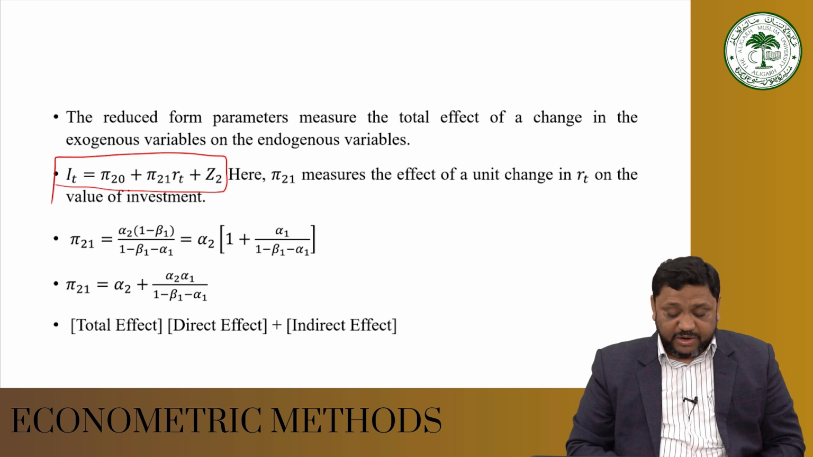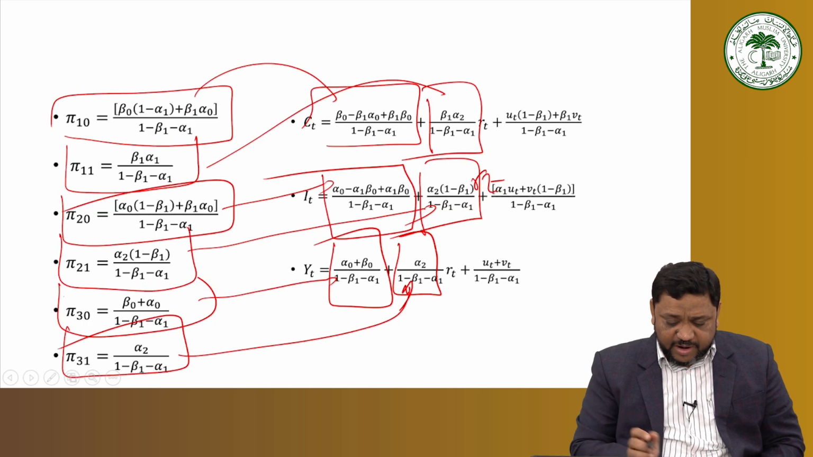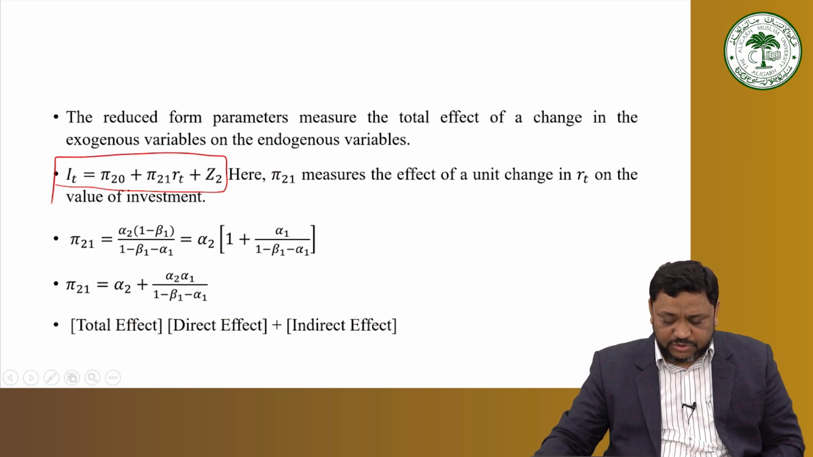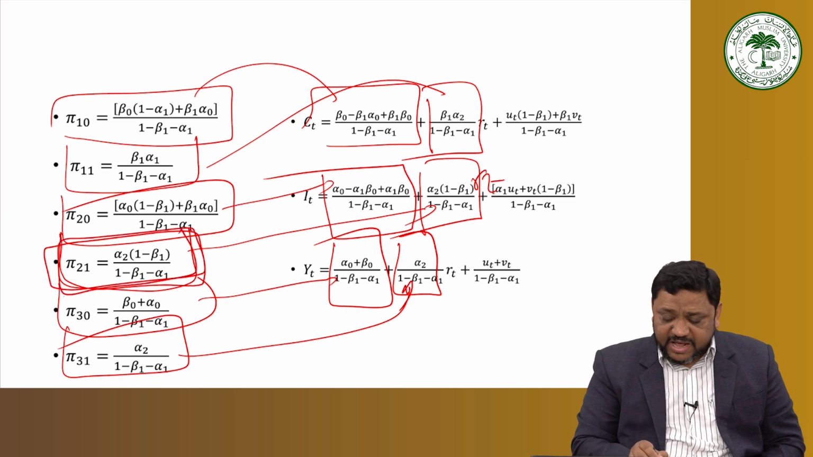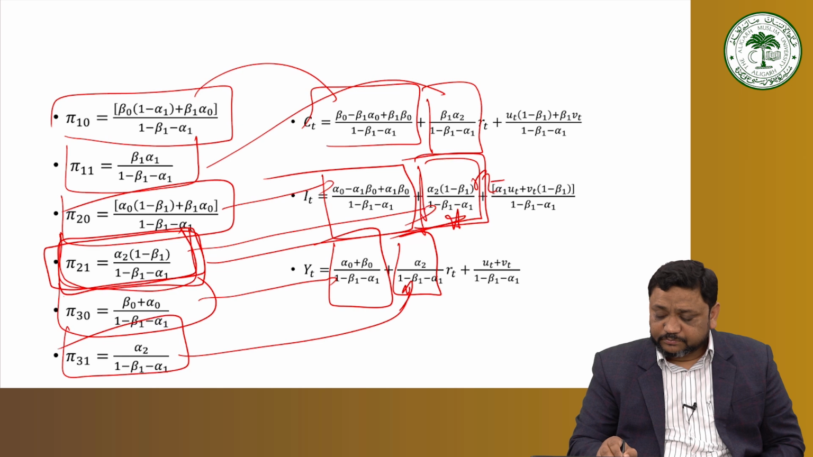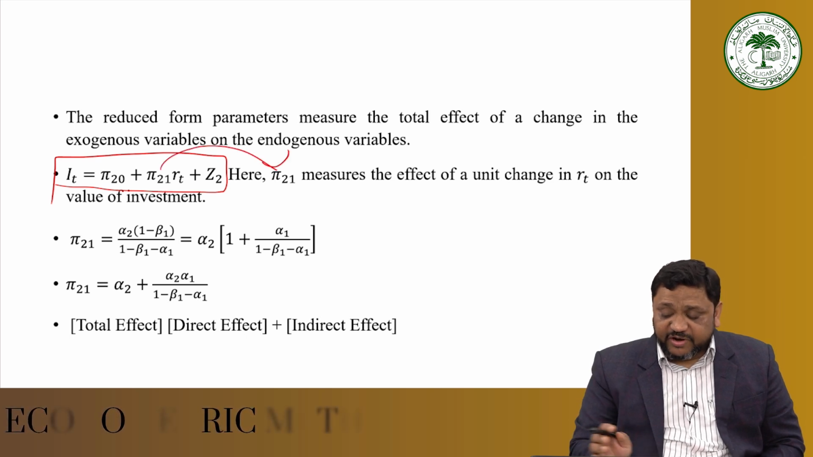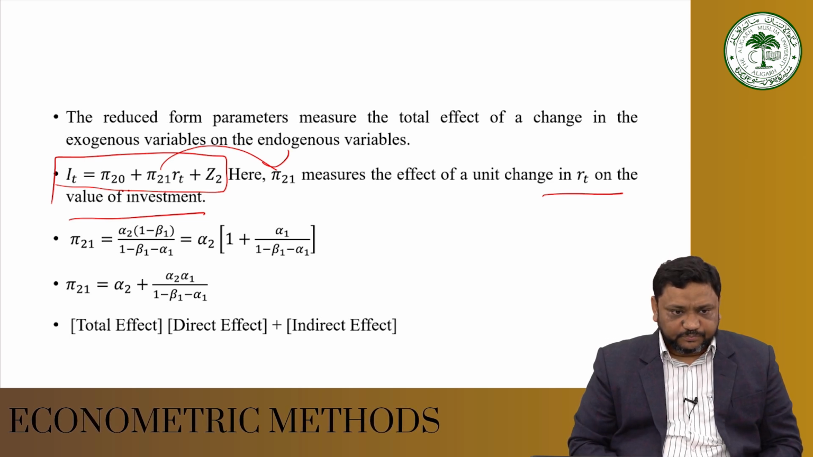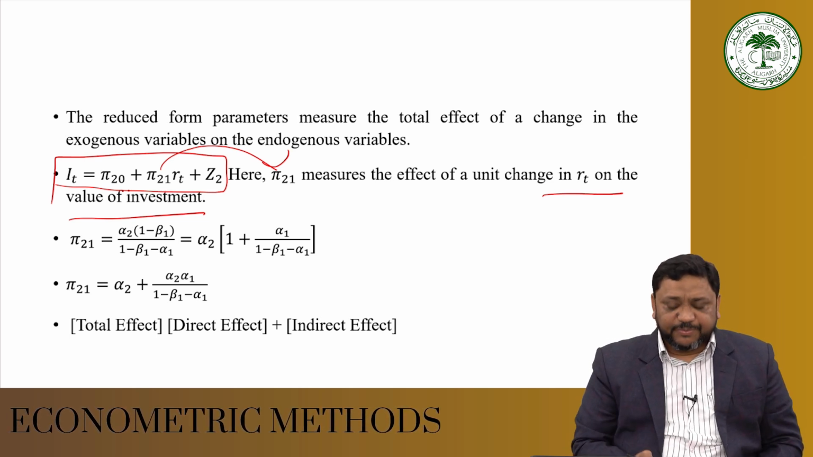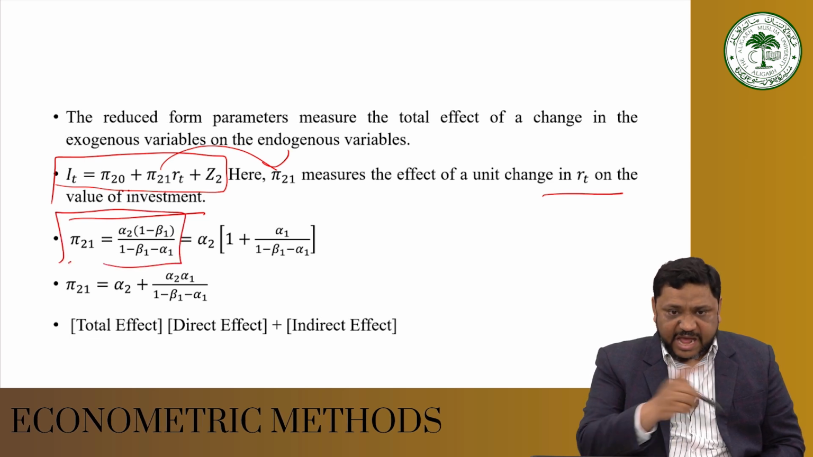Now, this pi 21, we can see from the previous slide, I am referring to this value. This pi 21 I have got from here. I have taken it just for one example. Now, here pi 21 measures the effect of a unit change in the rate of interest on the value of investment. This was the equation which we had from our reduced form.